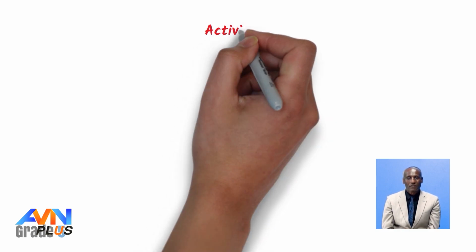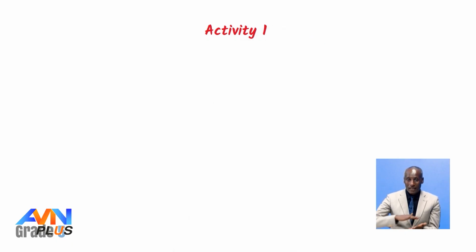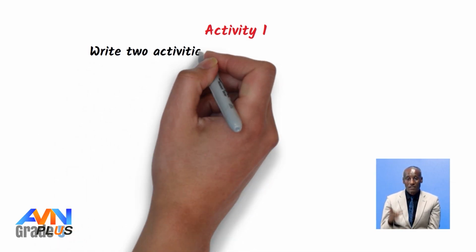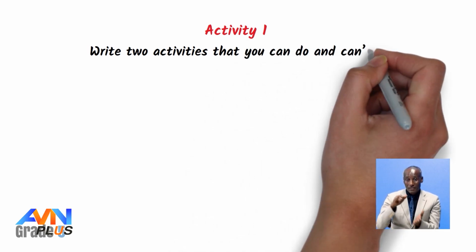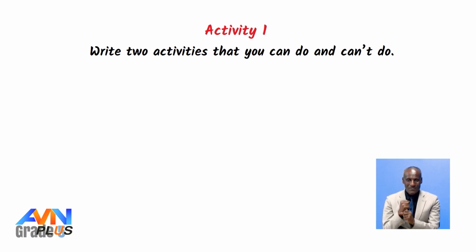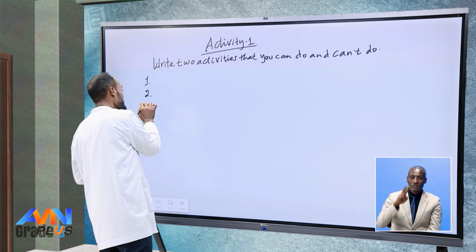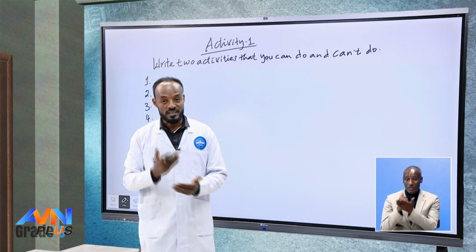Activity 1. Write 2 activities that you can do and 2 that you can or can't do. Ready? This means you have only 2 minutes to write this. Students, parents, please help the children and encourage their attempt.